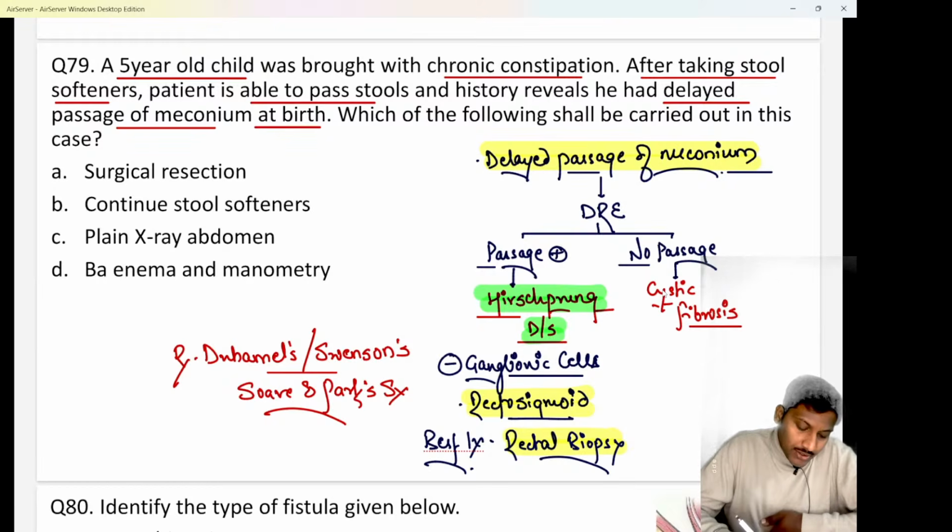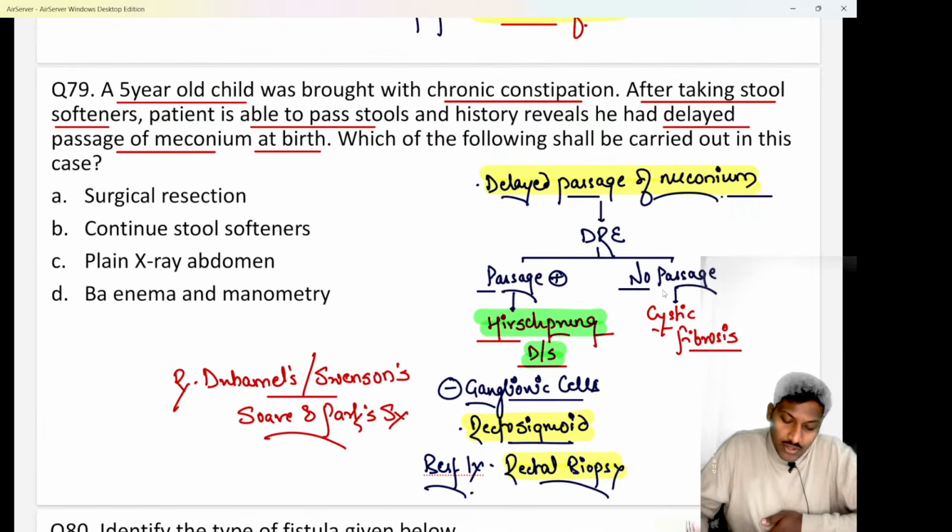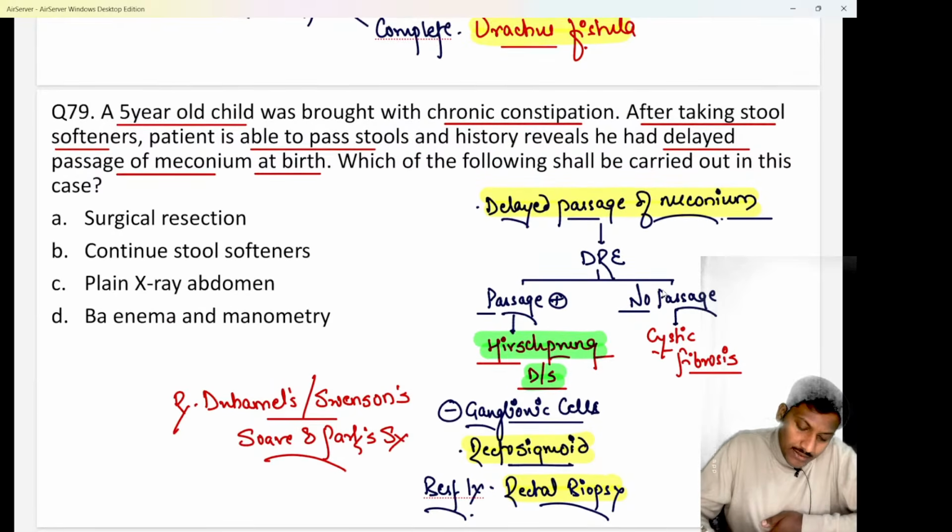Clear? So here there is a 5-year-old child with chronic constipation, and they are saying that the child is only able to pass stools after taking stool softeners, and there was a delayed passage of meconium at birth. So we know either it could be Hirschsprung's or it could be cystic fibrosis. More commonly, it seems to be Hirschsprung's.